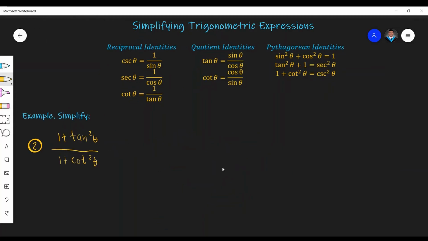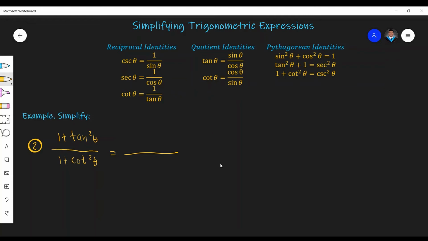Now, para sa ating second example, dito we need to simplify 1 plus tangent square theta over 1 plus cotangent square theta. Now, simplifying this one, alam naman natin na itong si 1 plus tangent square theta at saka si 1 plus cotangent square theta sa denominator are both Pythagorean identities. So that means pwede natin gamitin yung equivalent identities ng dalawa.